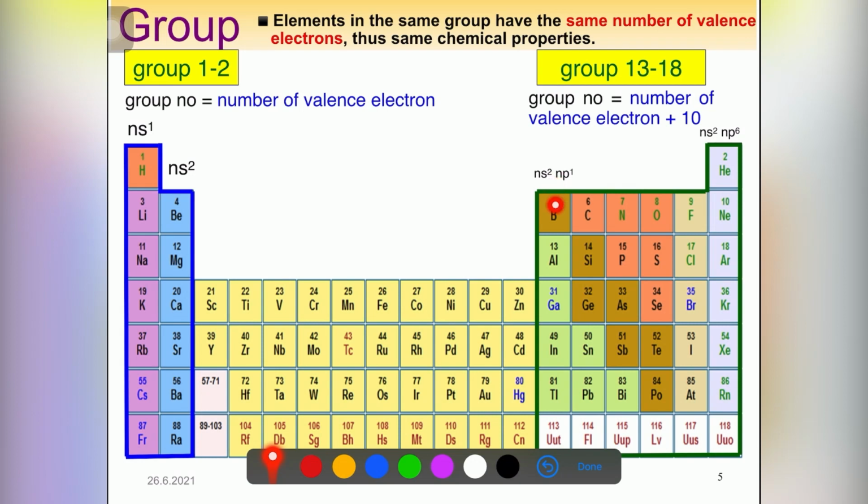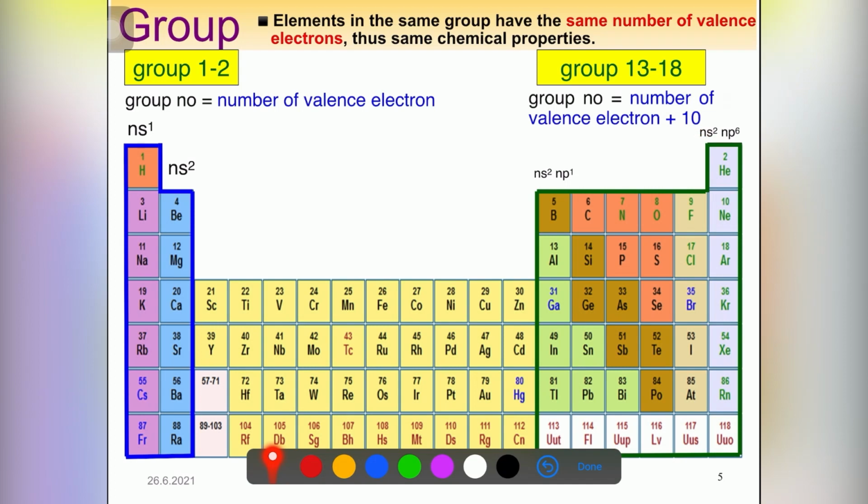So for all groups 13 until 18, the valence electron will occupy orbital s and p. To determine the group number, take the number of valence electrons at the highest n in orbital s and p, plus 10. So it will show the group number of the elements.